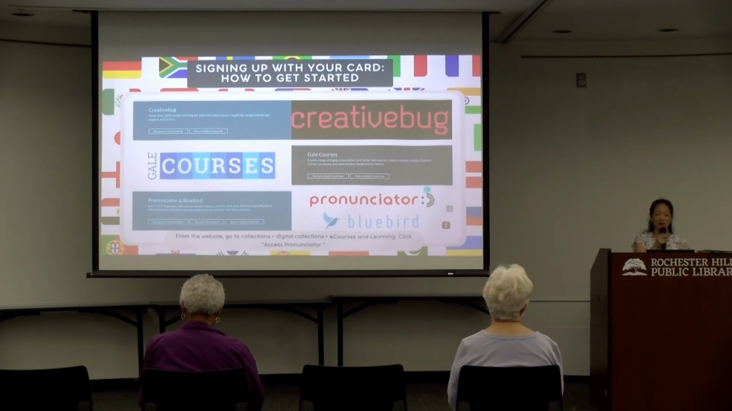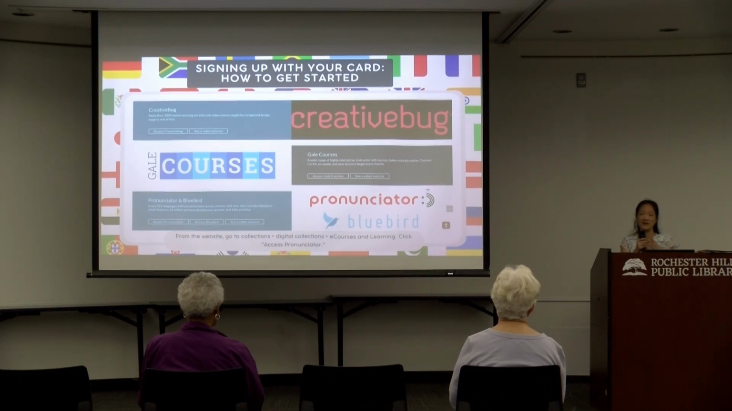Correct. I'm going to repeat the question because this microphone doesn't pick up from the audience very well. Once you download it onto your phone, I would click on the link through the website first, sign up for the account, then download the app and sign into your app with those credentials. That makes it easier. That tells Bluebird that you have access to it through the library. And once you have it, you have it there forever.